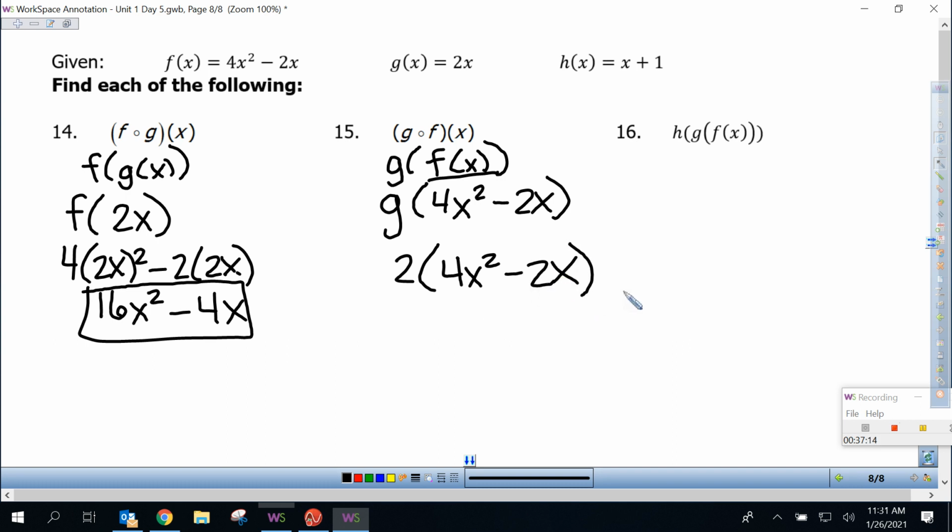Is that in simplest form? No, make sure you distribute. And what is 2 times 4x squared? 8x squared. And 2 times negative 2x? Negative 4x.